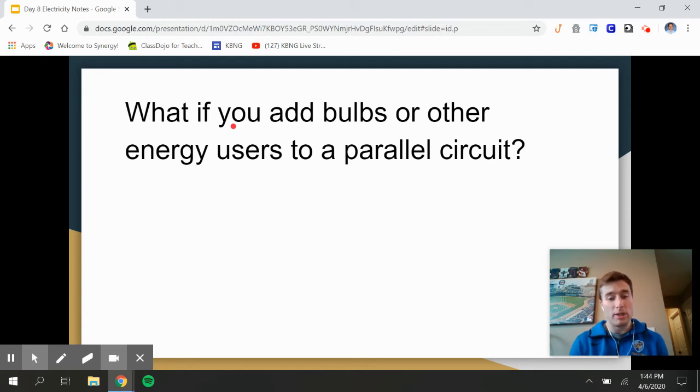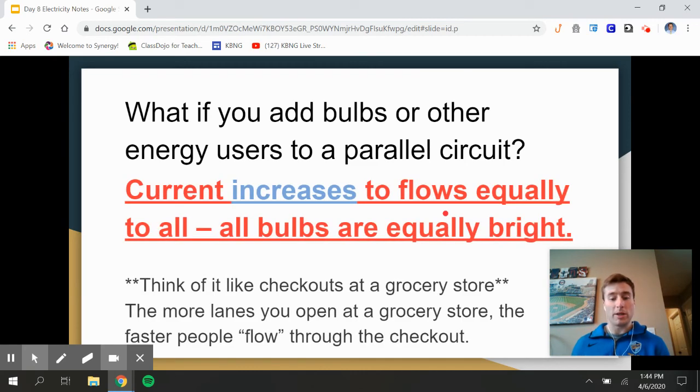And this is actually really nice for us. If you add more light bulbs or more resistors to a parallel circuit, not like a series circuit where they're going to get dimmer and dimmer the more you add, they'll actually get a different reaction, and they're going to increase the current to all the light bulbs until they're all equally bright.